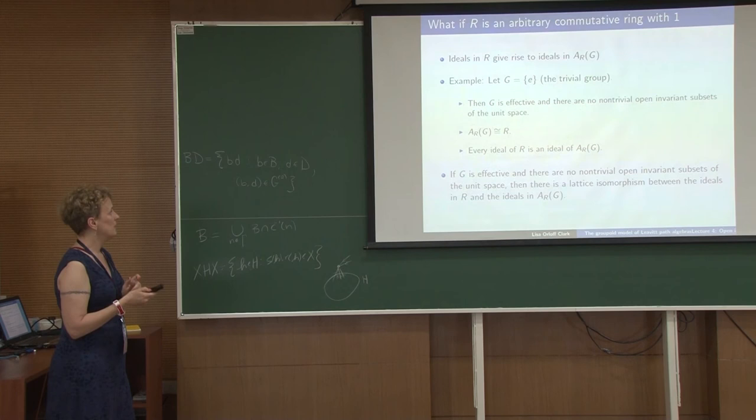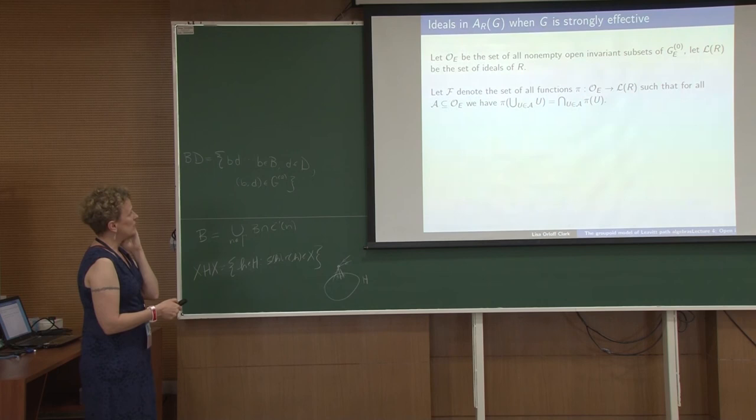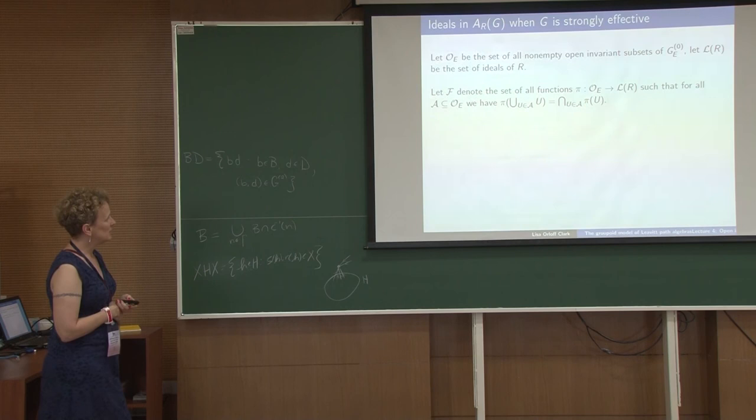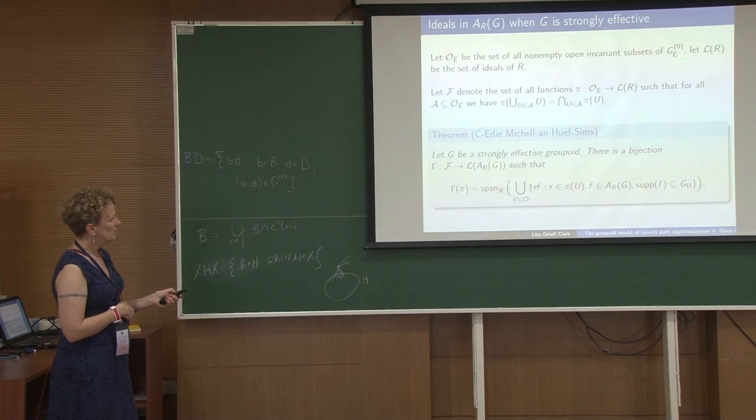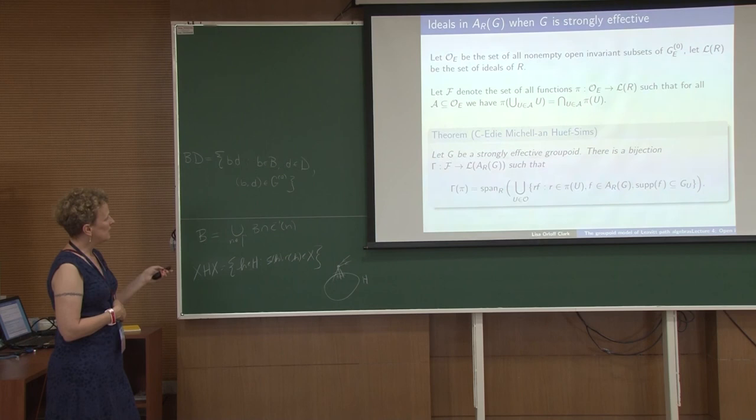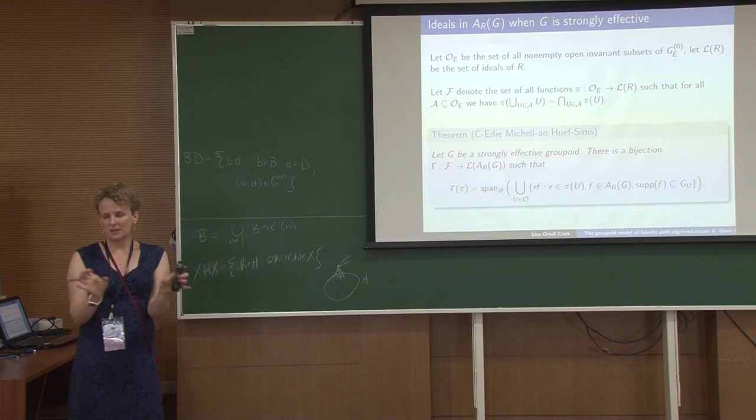This looks really ugly, but it's sort of fun to play with once you get yourself through the notation. So we'll let O_E denote the set of all non-empty open invariant subsets of the unit space. And we'll let L(R) denote the lattice of ideals in R. And we're going to define a particular set of functions. So we'll let capital F denote the set of all functions from the open invariant subsets to the ideals, such that this condition holds. Now the idea is, if your open invariant subsets are disjoint, all is well.